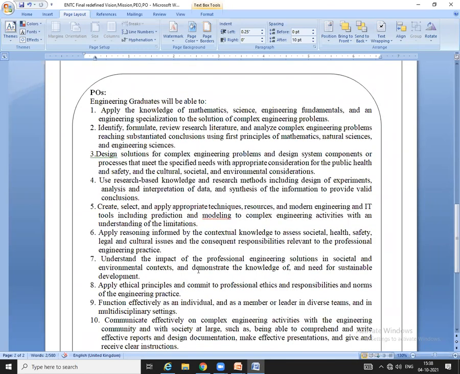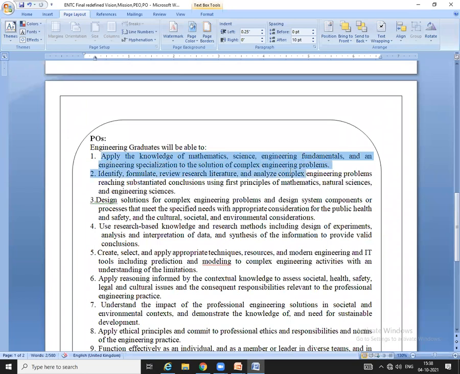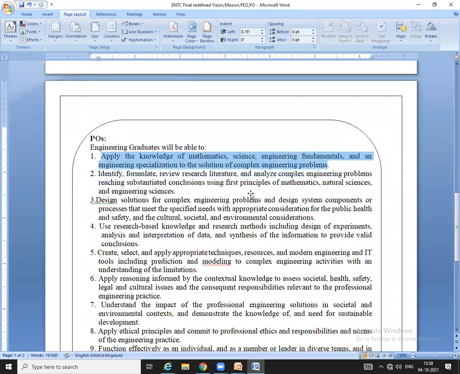Moving ahead, the next part is the PO, that is program outcomes. Engineering graduates will be able to, meaning what? Immediately after graduation, in the next year you are becoming a graduate, what qualities you might have by learning in these 4 years. That is what it is, having the 12 qualities. First is applying knowledge of mathematics, science, engineering fundamentals, and an engineering specialization to the solution of complex engineering problems. Second, identify, formulate and review research literature, analyze complex engineering problems, reaching substantiated conclusions using first principles of mathematics, natural science and engineering science.